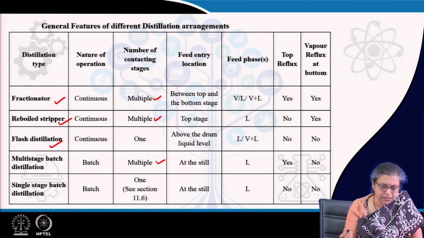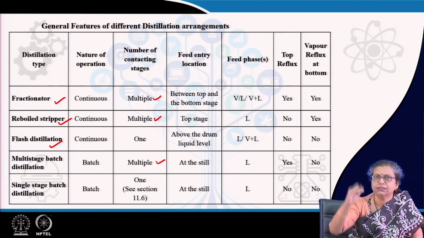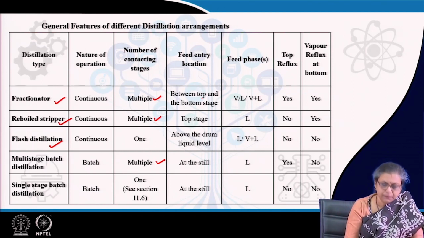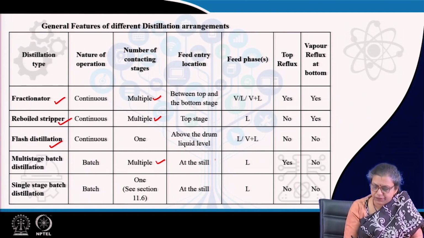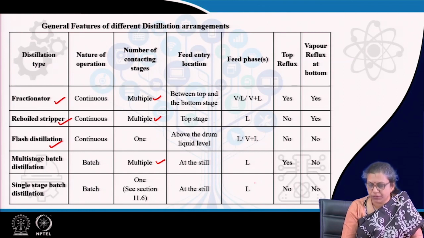Feed entry location, there is nothing to say. Fractionator, you have already found that it is in between the top and bottom stage. In the flash distillation, definitely it is introduced into the flash drum, in the zone just above the liquid level in the flash drum. In batch distillation, definitely the feed is introduced at the still. The liquid conditions and feed conditions in different distillation types are mentioned here. We have already discussed these things, there is nothing for us to say.